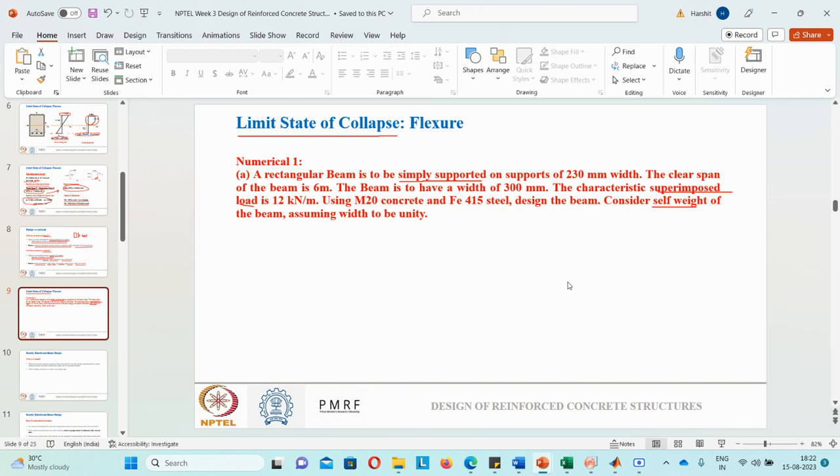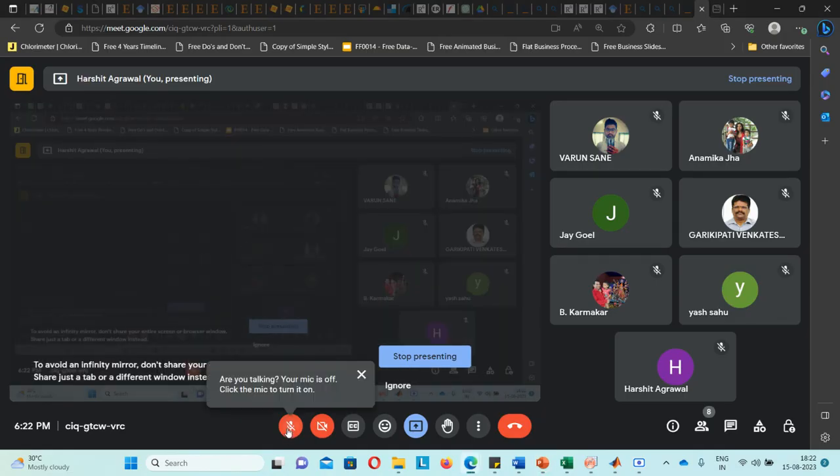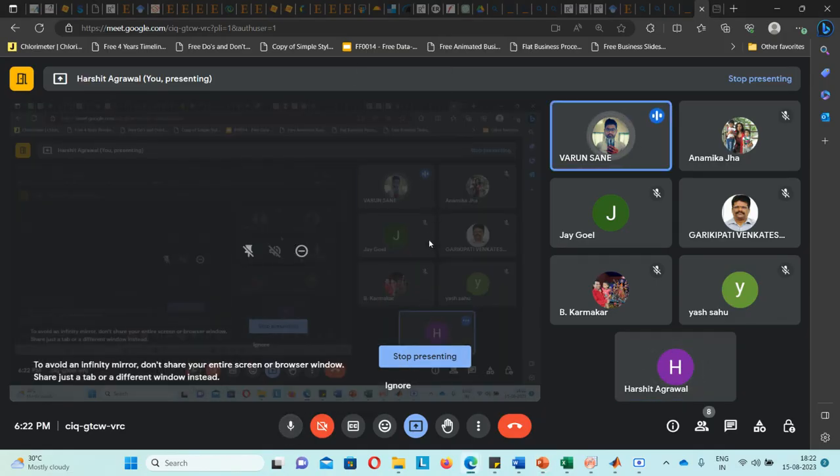Hello, sir. Yes. So, what will be the depth of beam? That is something that you need to assume. I will tell you how we assume the depth of beam when it is not given in the question. Just wait for a while.